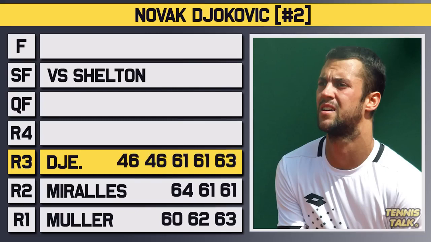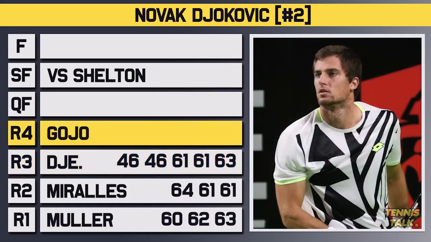In the fourth round, he'd take on the qualifier Goyo, who'd been very impressive to win this many matches to this stage. And after a close second set, Djokovic would get through in straights, 6-2, 7-5, 6-4 to advance to the quarterfinals.